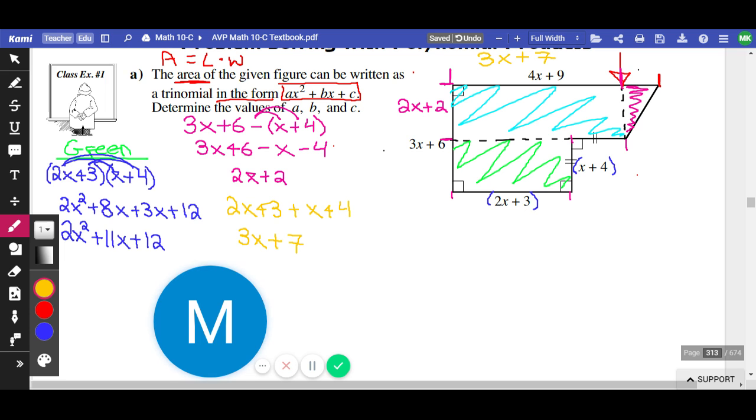I'm going to let people look at that for a second and be like, okay, I know what's going on, or I am so lost, I need help. That 3x plus 7 goes from here to here.